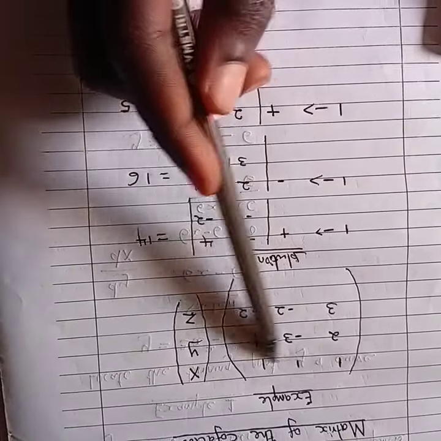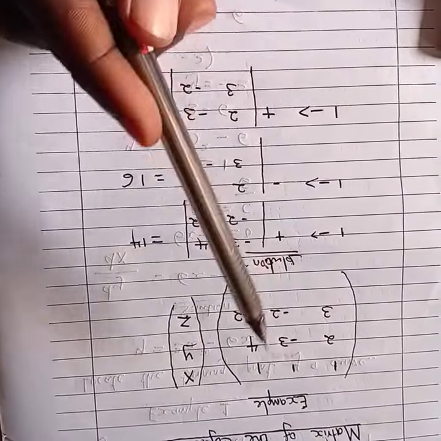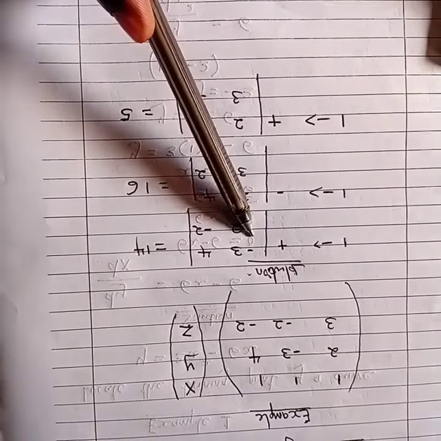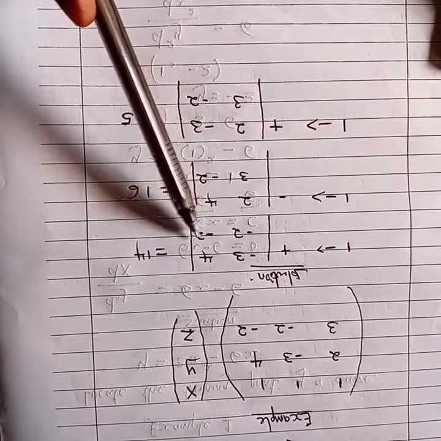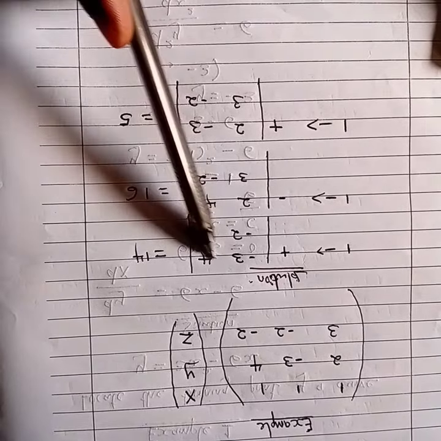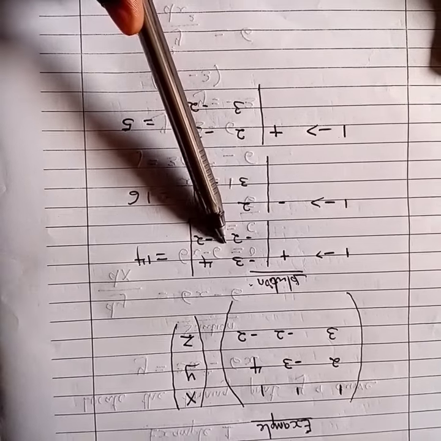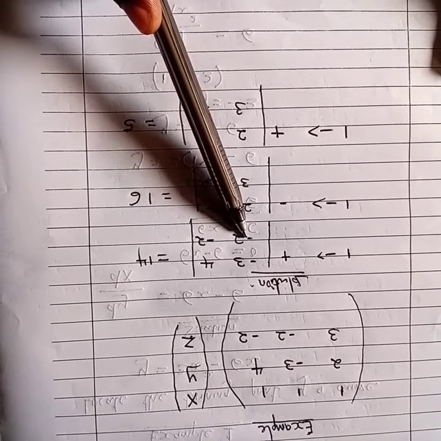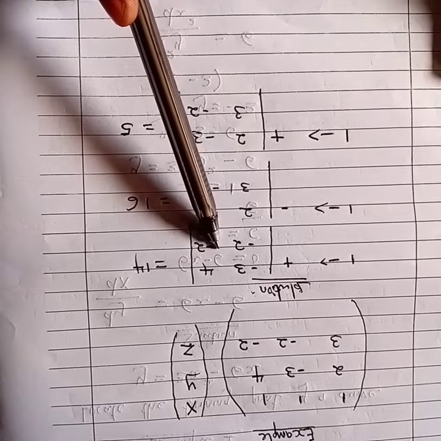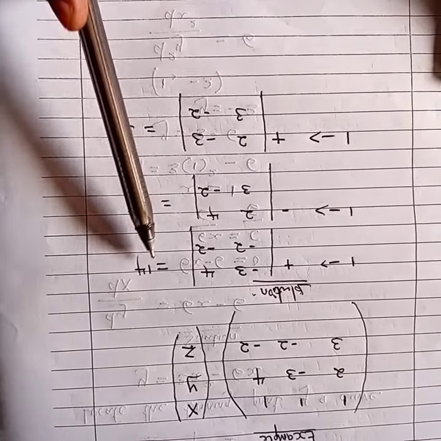Now, the first one, you ignore this and this. You'll remain with negative 3, negative 2, 4, and negative 2. Now, when you find the determinant of this, it will be negative 2 times negative 3, which is 6, minus negative 2 times 4. That will be 6 minus 8. That's why we find here 14.